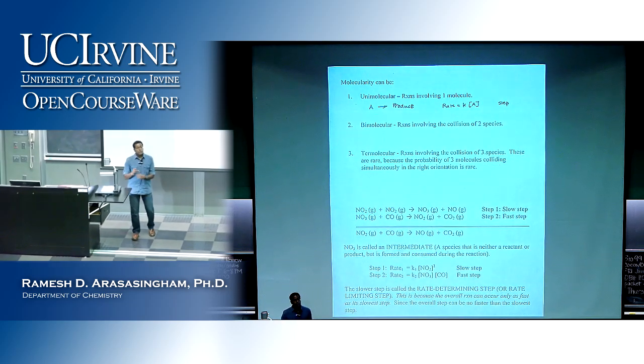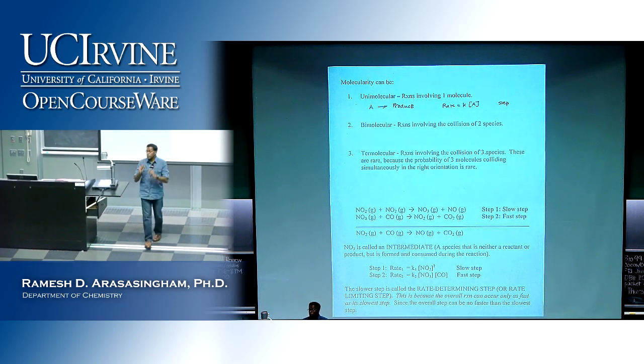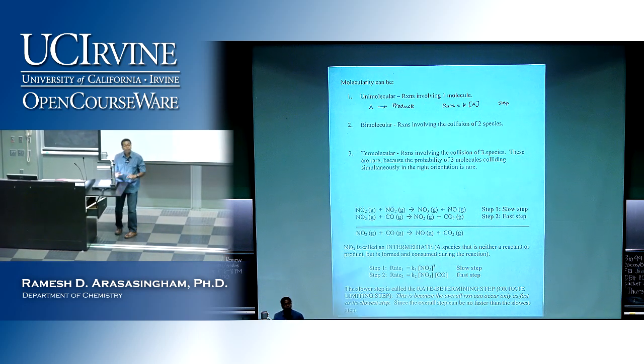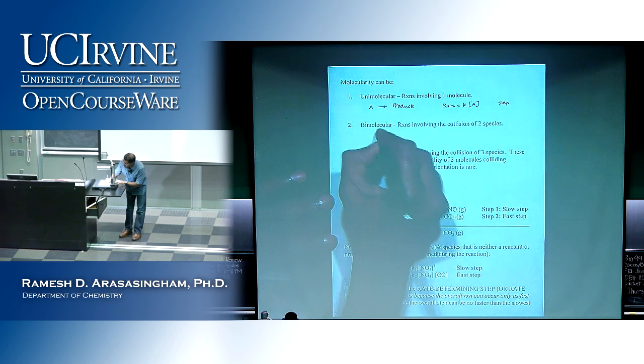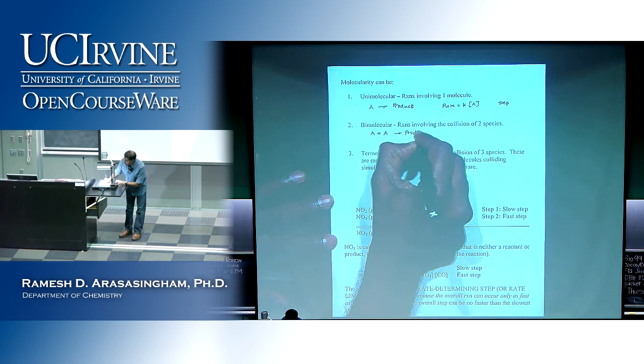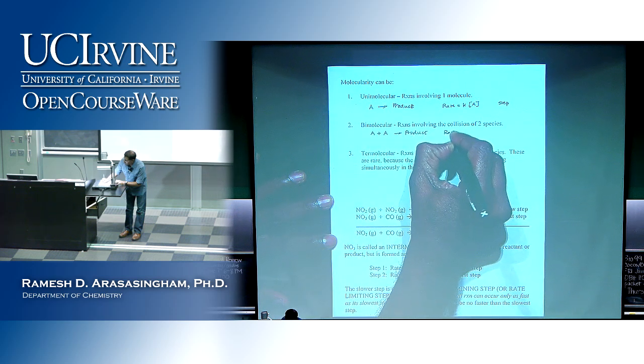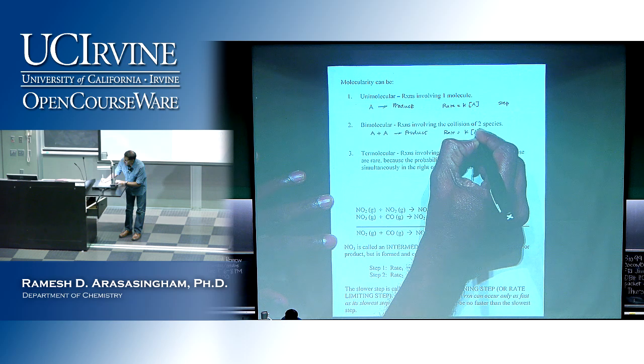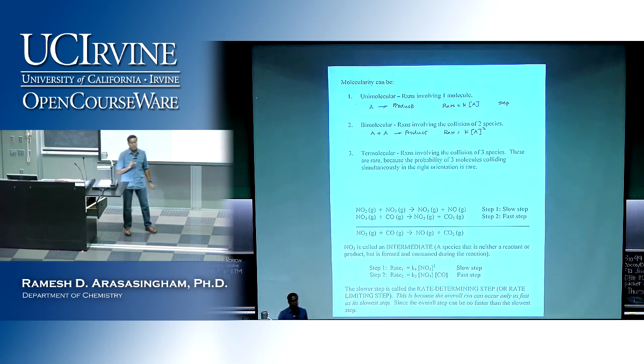Now, if you have two molecules colliding, like the one that we looked at where NO2 and NO2 collide, we call that a bimolecular reaction. So if you look at a single step in a mechanism, and you have two molecules colliding, so you have A plus A giving you products, then we call that bimolecular because now two molecules are colliding with each other.